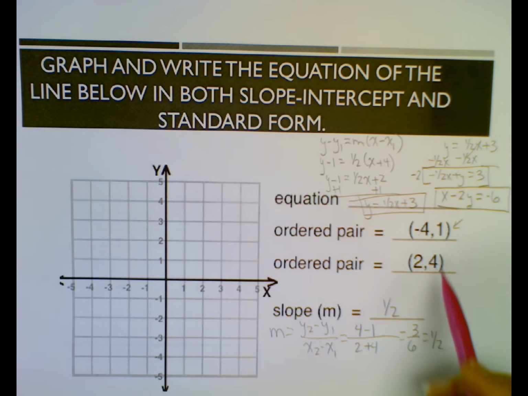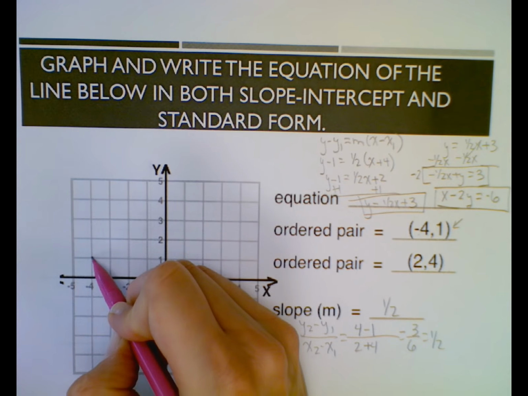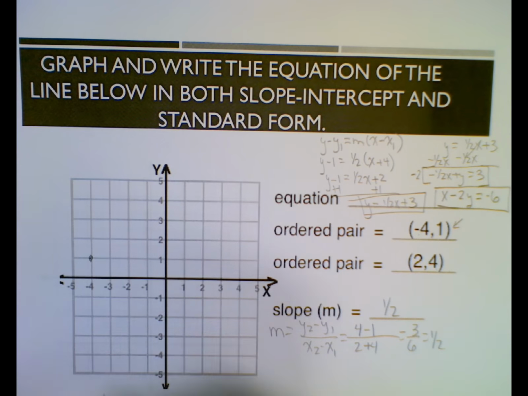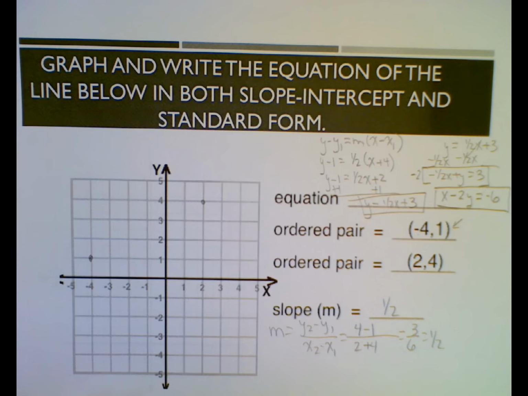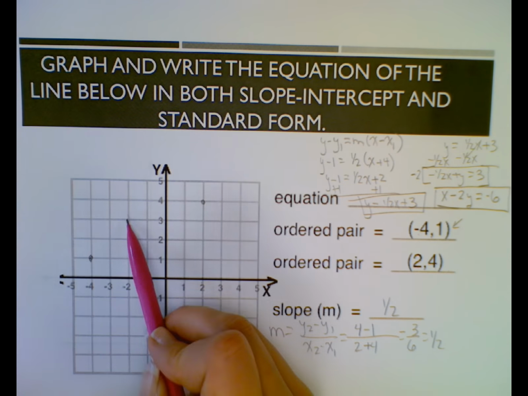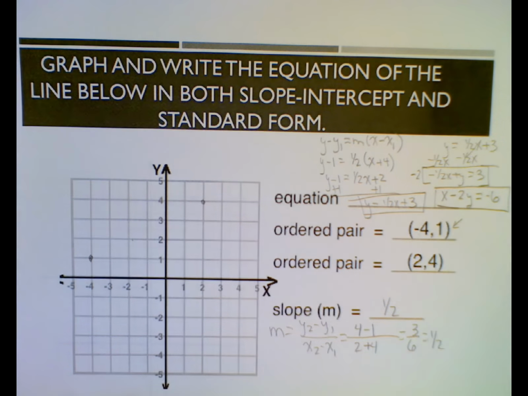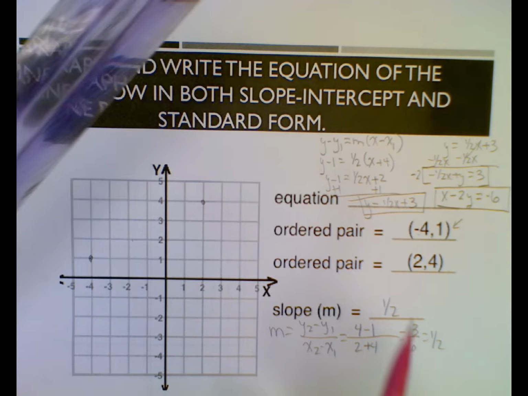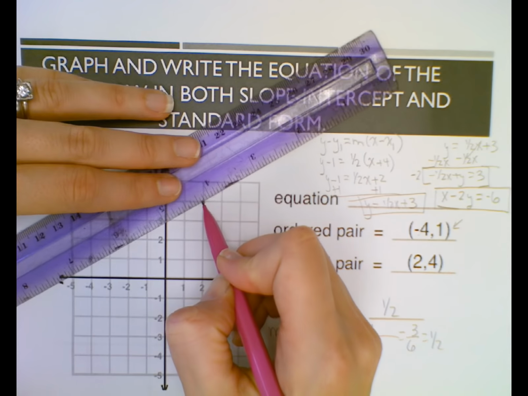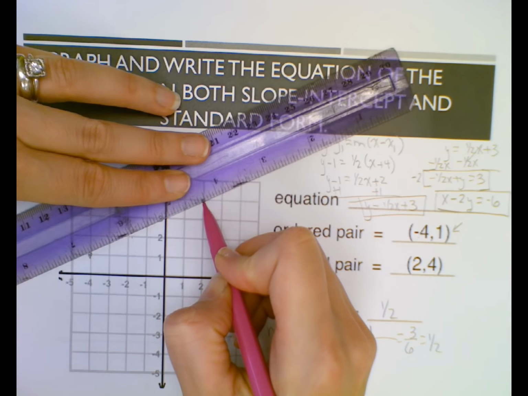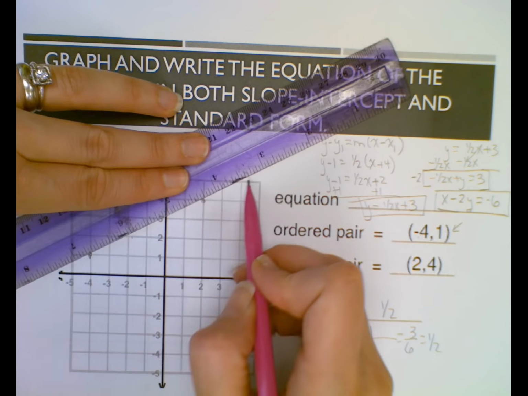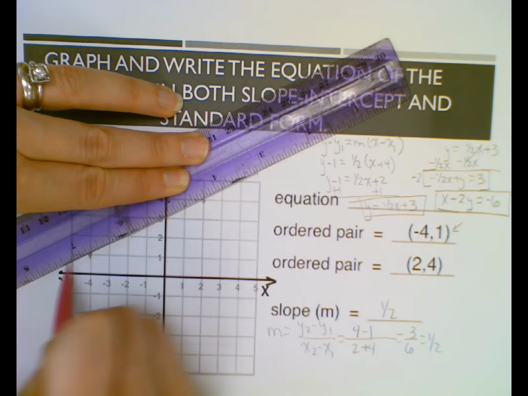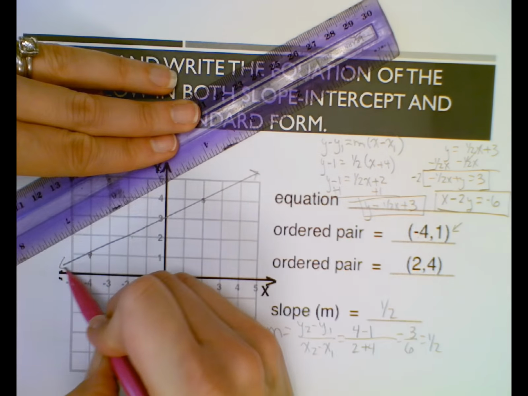To graph, I can just plot my 2 points. I can say negative 4, 1 is here, and 2, positive 4 is here. My slope is 1/2, 1, 2, 1, 2, 1, 2, and that works out perfectly. It's a positive slope. My y-intercept should be 3, and I see right away that it is indeed going through 3 again, so that's good.